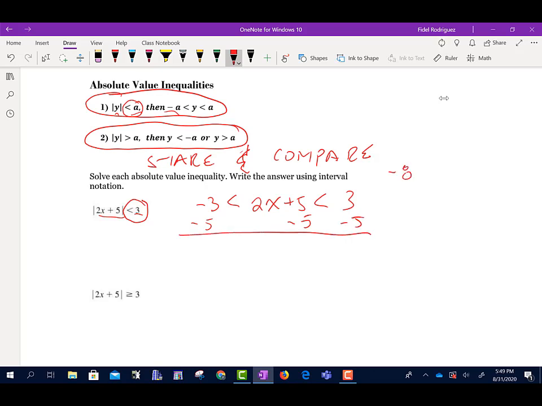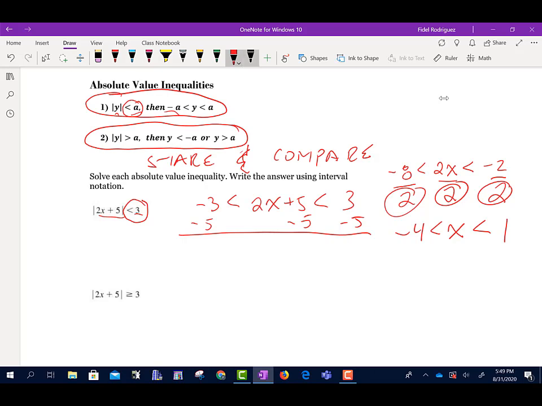That's going to leave me with negative 8 is less than 2x, which is less than 3 minus 5, is negative 2. Now, I want you to notice what I'm dividing by. I'm dividing by a positive 2. My inequality sign is not going to change because I divided by a positive 2. Okay? So let's draw our number line.